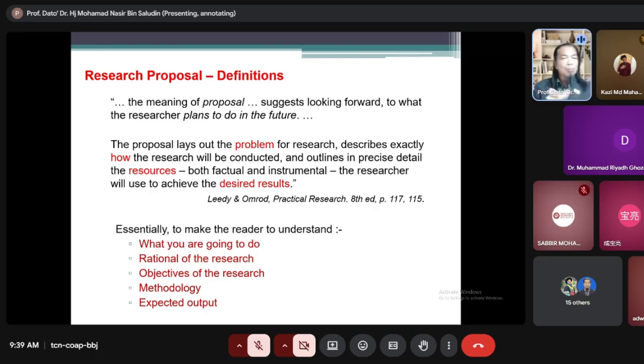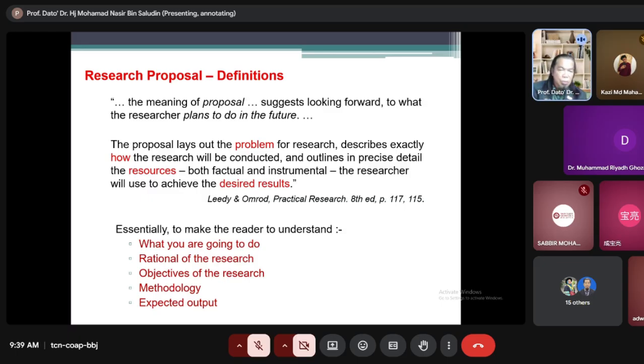Okay. The proposal layout, the problem of research. Describe exactly how the research will be conducted and outline in precise detail the resources, factual and instrumental, that the research will use to achieve the desired result. Essentially, to make the reader understand, you must put your research proposal from the reader's perspective, not the researcher's perspective. From the reader's perspective, you know what you are going to do, the rationale for the research, the objective of the research, the methodology, and the expected outcome.